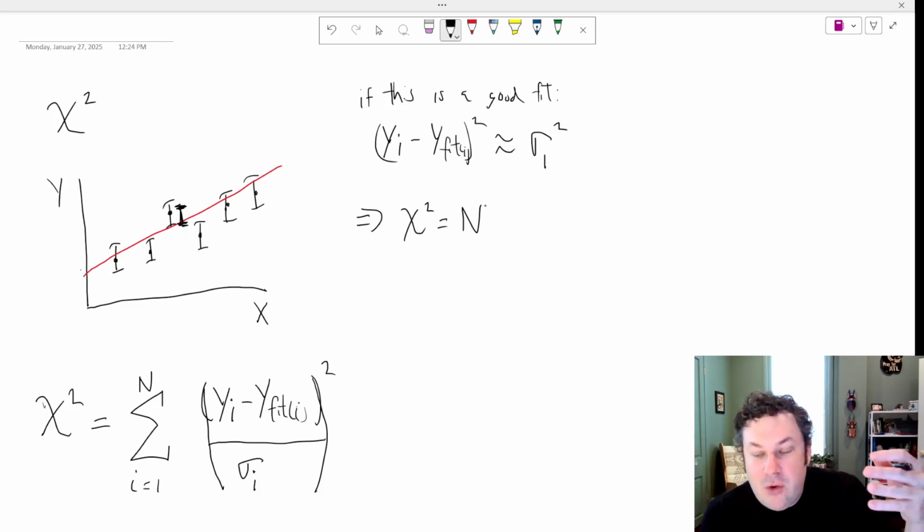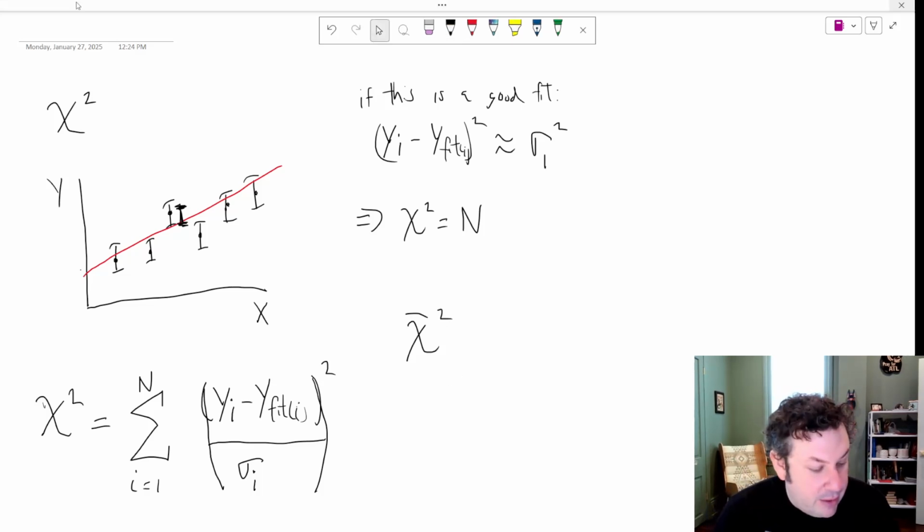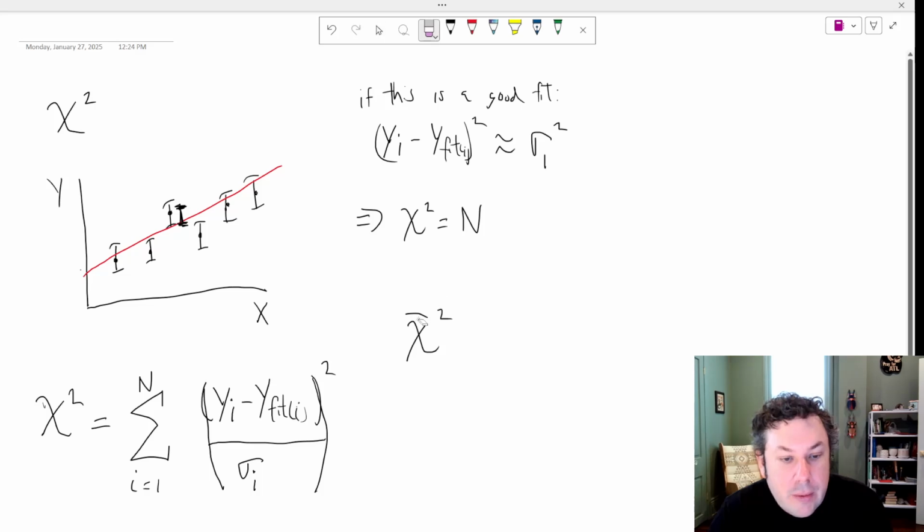But you have to take into account the fact that if you add more fitting parameters, you're going to get a better fit. That doesn't mean it's more representative of the data. So really, what we do is we calculate something called reduced chi-squared. Reduced chi-squared has a little bar here, or chi-square reduced. You could also use that as well.